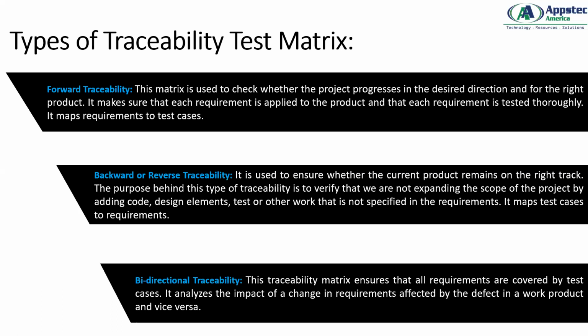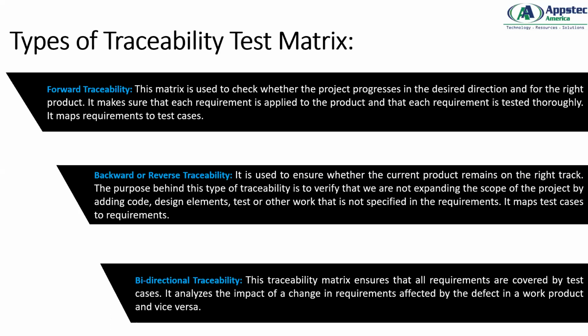Okay. Now, what is bidirectional? This traceability matrix ensures that all the requirements are covered by the test cases. It analyzes the impact of a change in requirement or a defect in a work product and vice versa. Now, let's say when you are working towards the development, or in a forward traceability process, your test cases need to be met. Bidirectional traceability helps you to check that your test cases are proper, there is no failure, and also, if there are any changes in requirement coming, how much impact that is going to have on your current development.